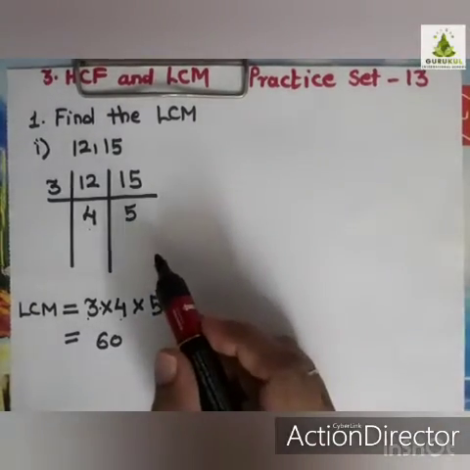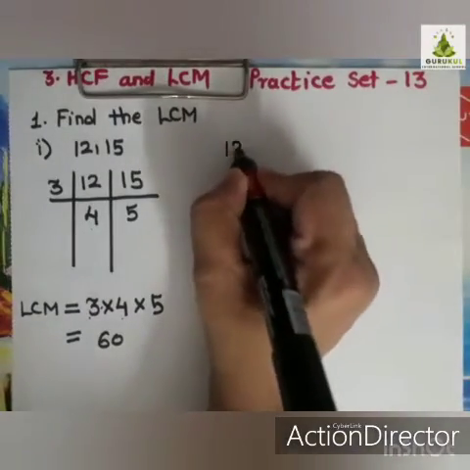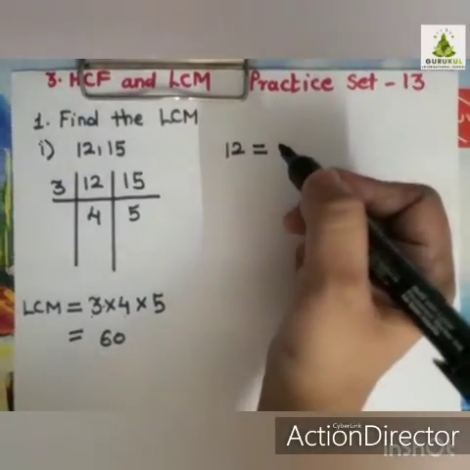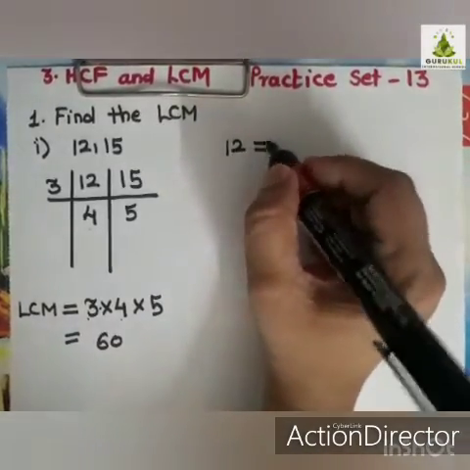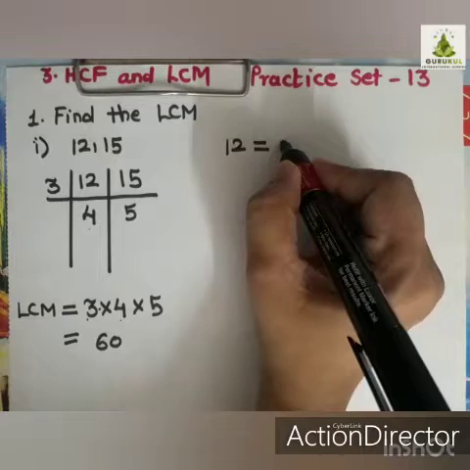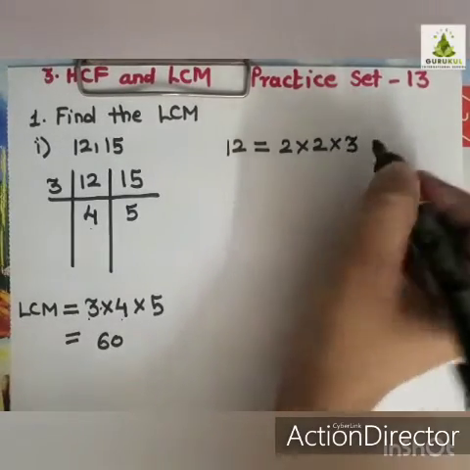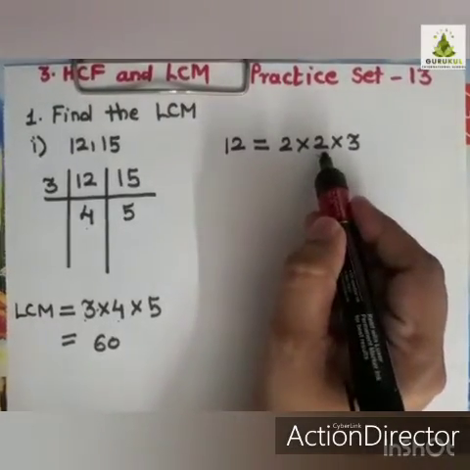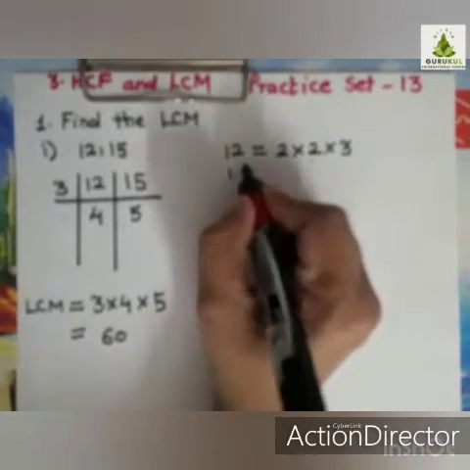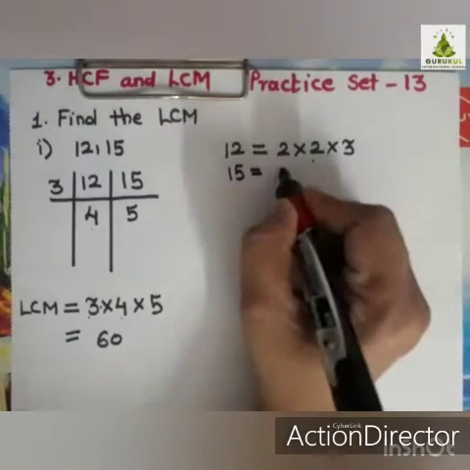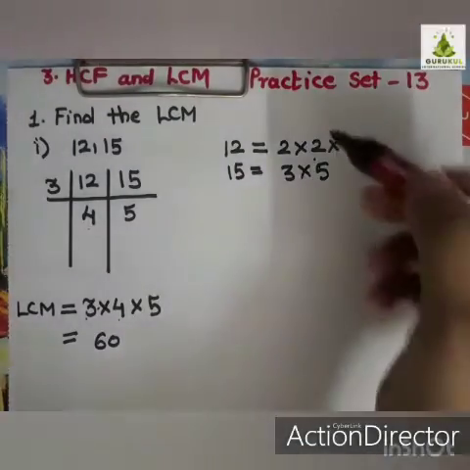Now this is about the vertical method. One example I will show you for the horizontal method as well. Whichever you find convenient you can do, correct? So you have to write down the factors for 12. What will be the factors for 12? 2 into 2 into 3: 2 2s are 4, 4 3s are 12. These are the factors for 12. And the factors for 15 are 3 into 5. Correct?